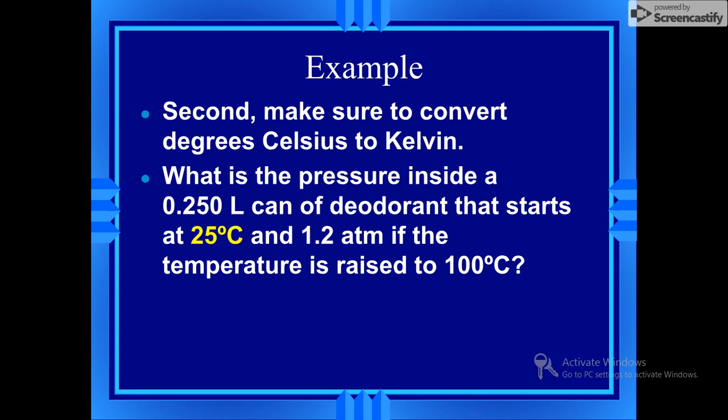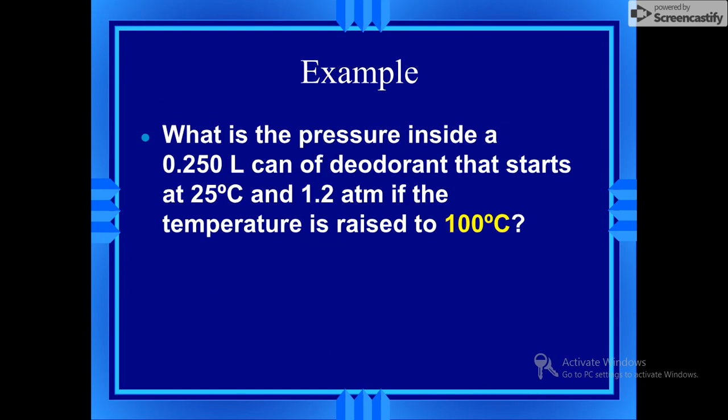Second, we need to make sure that we convert our temperatures to Kelvin. We're starting out with 25 degrees Celsius. We need to turn that into Kelvin. Remember how to do that: we're just going to add 273. So it's going to be 298 Kelvin. And then our second one, we have 100 degrees Celsius. So what would that be in Kelvin? It's going to be 100 plus 273, so 373 Kelvin.